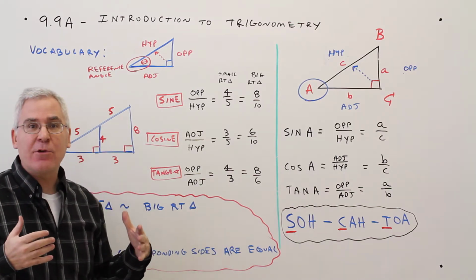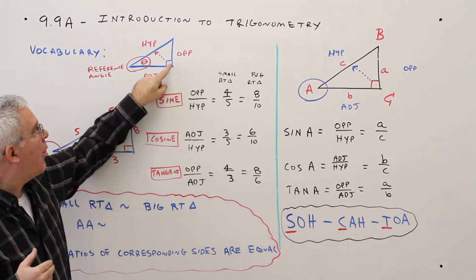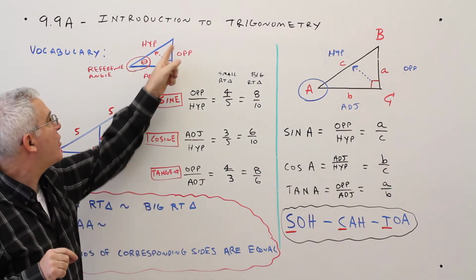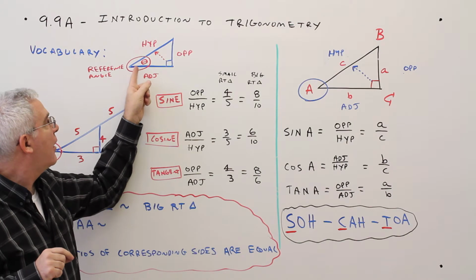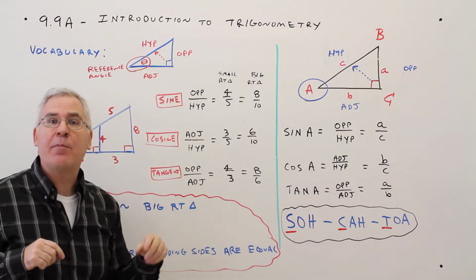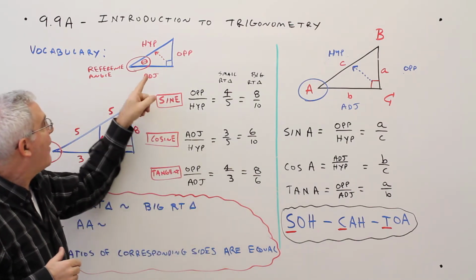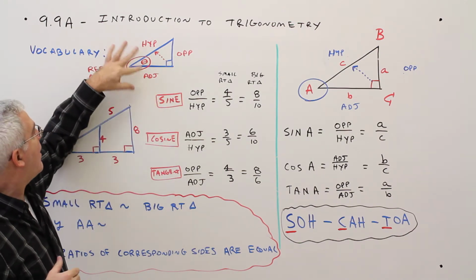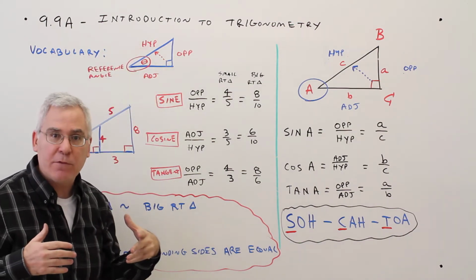Alright, the first thing I do is I label the hypotenuse. So it's always across from the right angle. Then, depending on which angle I selected as my reference angle, I go across from that and label that as opposite. And then the last side I label as adjacent. If I go in that order, I don't get hypotenuse and adjacent confused.